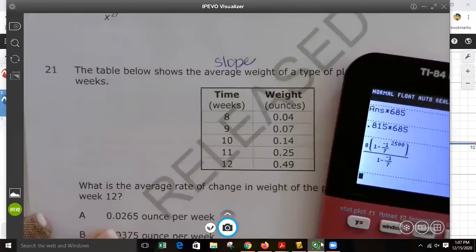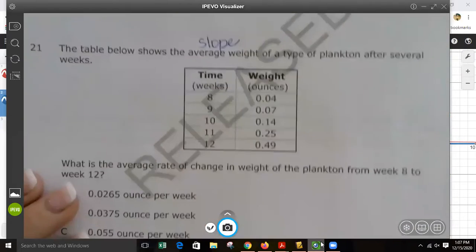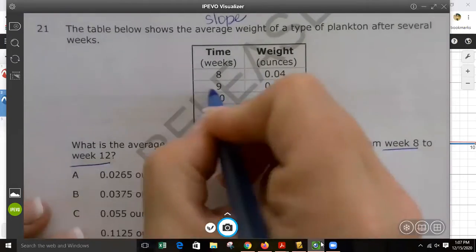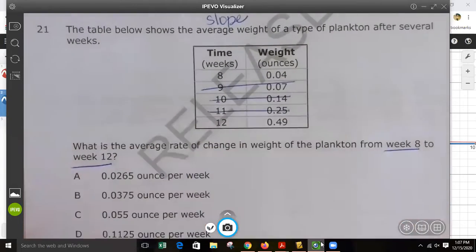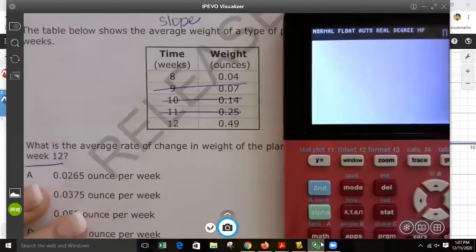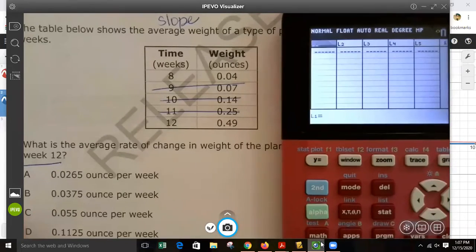All right, so here, we know how to put this in our calculator, but look what they ask for. They just ask for week 8 to week 12. So don't put this other stuff in. You don't need it, okay? So don't do more work than you have to. So I'm going to go into stat and edit, and if there's stuff in there, just clear it out. There won't be anything in there when you guys get your calculators.